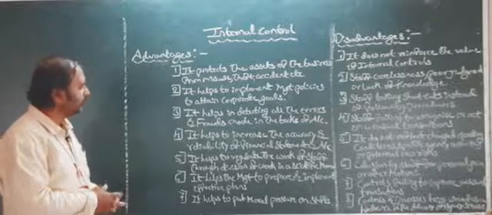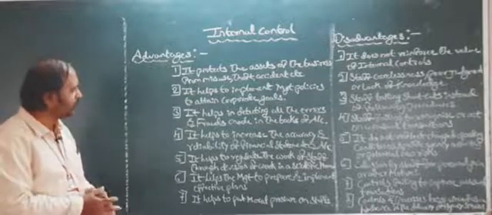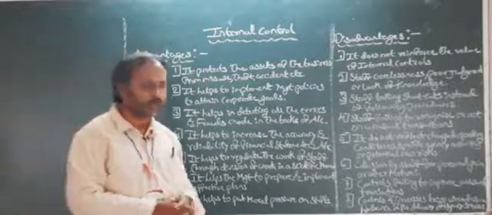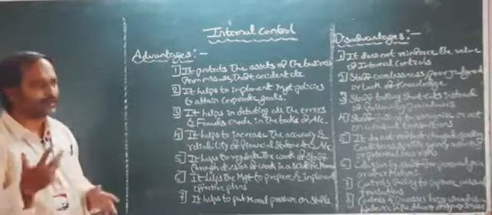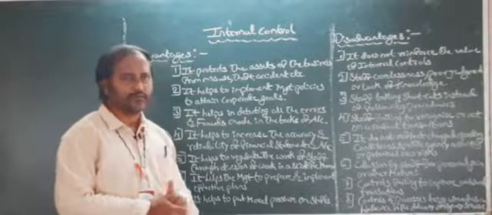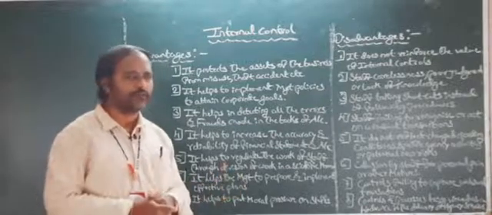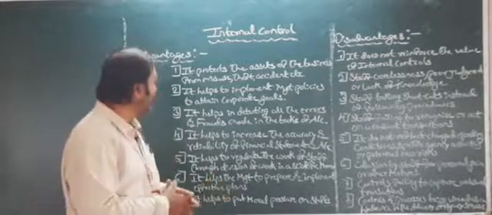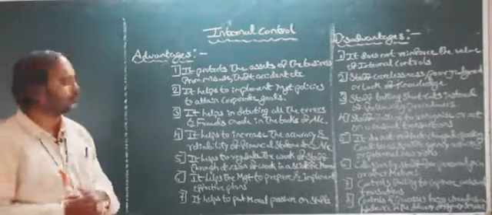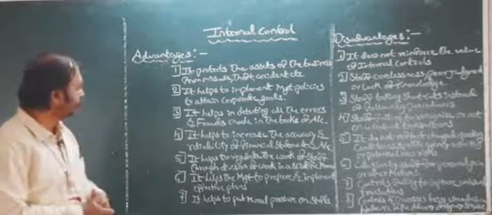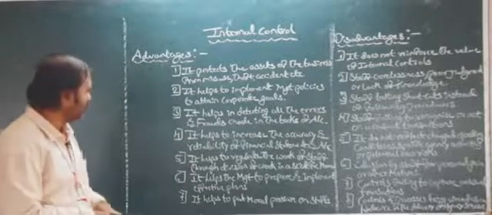The third one is that it helps in detecting all the errors and frauds made in the books of account. Through the internal control system we can easily detect all types of errors and all types of frauds which are made in the books of account. So this is one more merit or advantage.